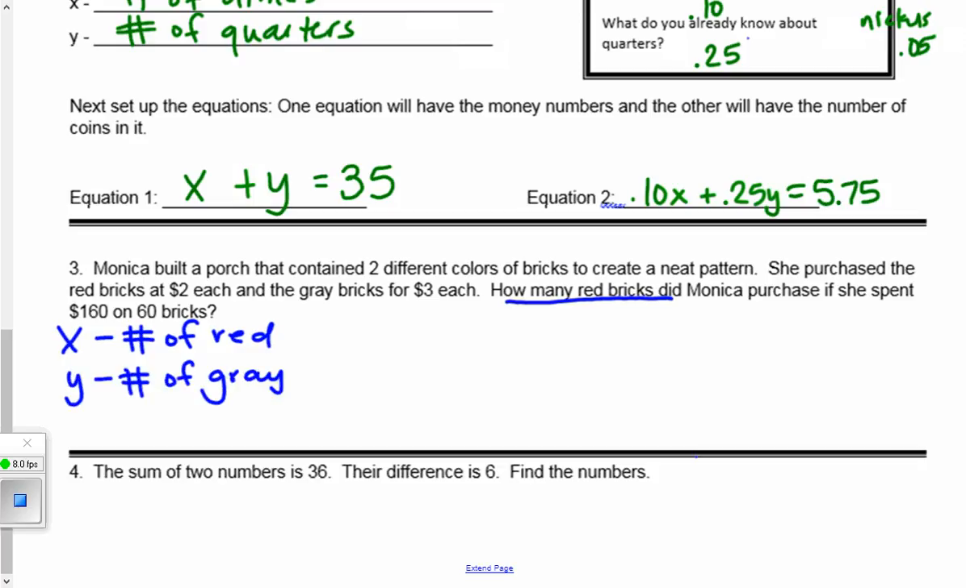And then I'm just going to write 2 equations using the information they gave us. First thing I see is the cost. So red bricks were $2 each, so 2X plus 3Y should equal the cost that she spent, which is $160. Then we also know that she bought 60 bricks total. So X bricks plus Y bricks should be 60 bricks altogether. And there's that one.